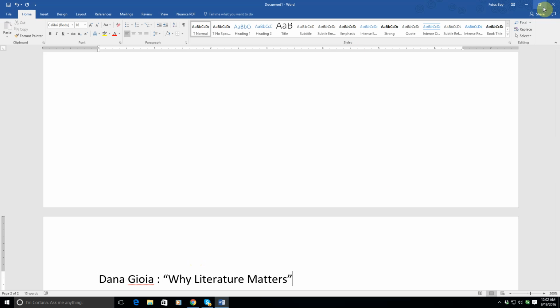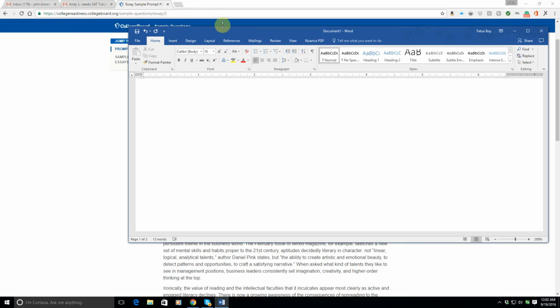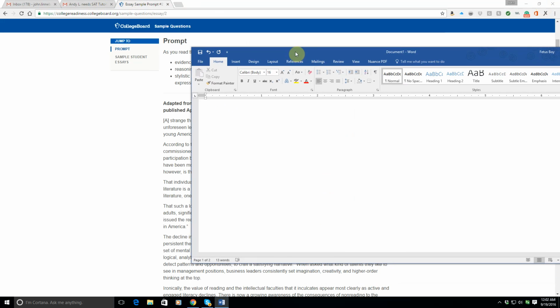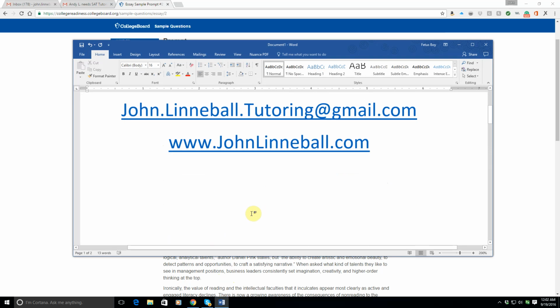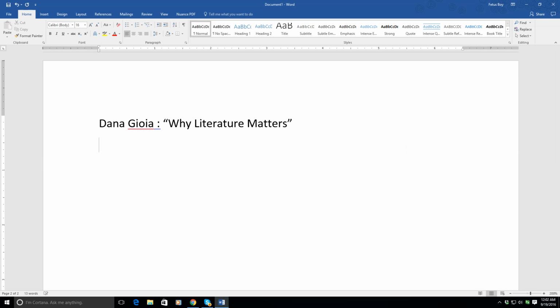All right, let's take a look at this here. So what we see here is a strange thing has happened in American arts during the last quarter century. While income rose to unforeseen levels, college enrollment ballooned, and access to information, the interest young Americans showed in the arts actually diminished, okay? So, the first paragraph. She cites a paradox.